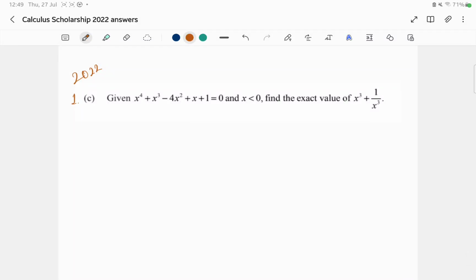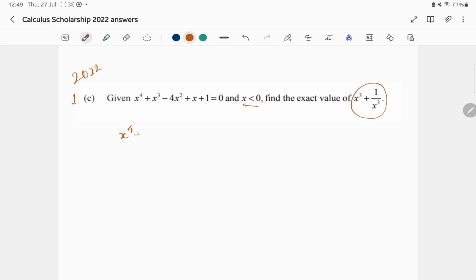Let's do this 2022 scholarship question. It says, given this equation is equal to 0 and x is less than 0, find the exact value of x cubed plus 1 over x cubed. All right, so let's start with the equation.